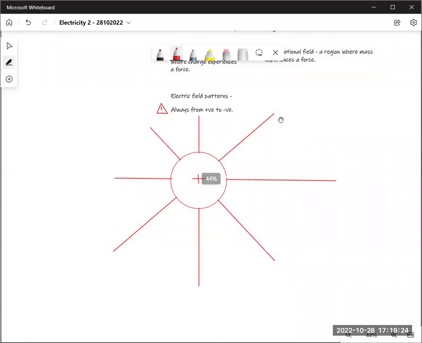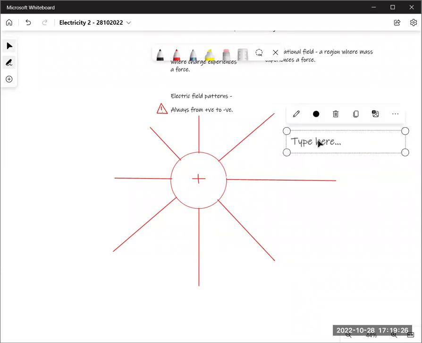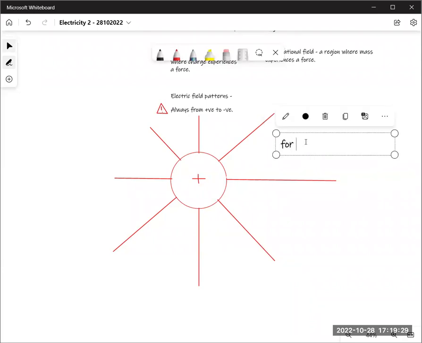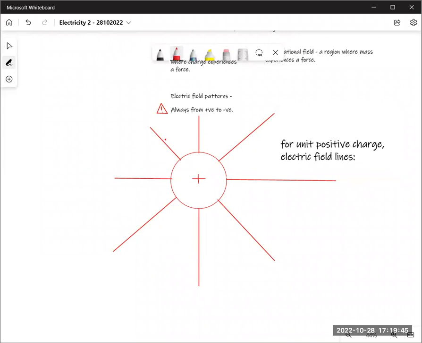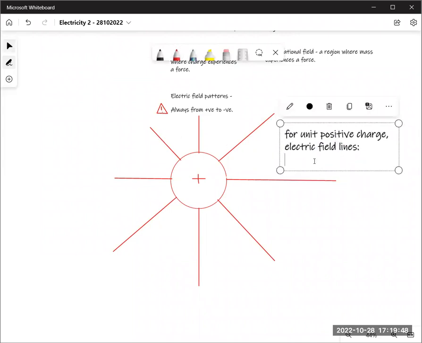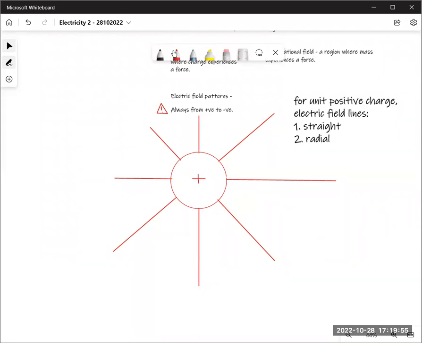Now these are also radial. For a unit positive charge, these are called field lines, electric field lines. Now the properties are that they are straight and they are radial. So they are radial. What is the meaning of radial? Well, it goes out in circles.